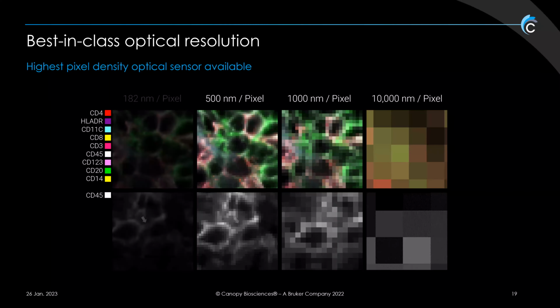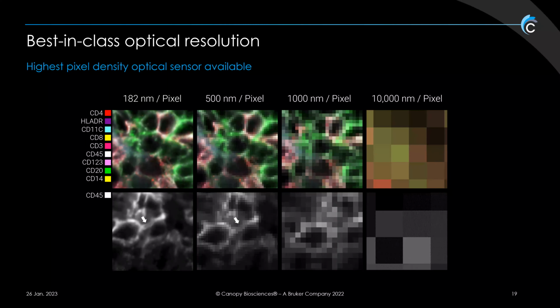But again, we take this actually down to 182 nanometers per pixel. What I'm trying to depict here is, over and above just being able to tell where a particular signal is, you're also able to identify artifacts, things like that, that you wouldn't necessarily be able to see in the other data set. Here I'm showing a break in the membrane that you can catch at 182 nanometers.